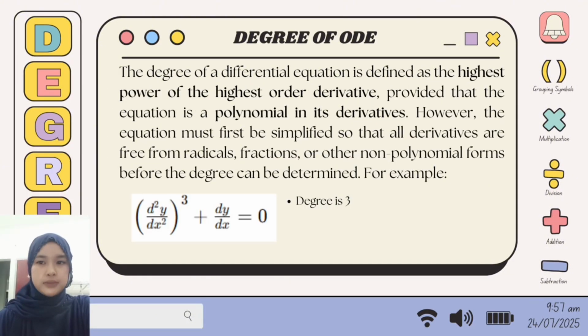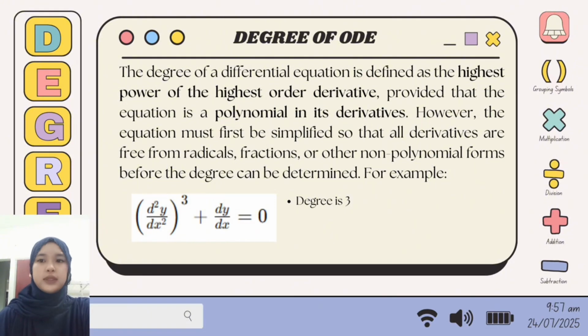So I will explain the degree of an ODE. The degree is the power of the highest order derivative, provided that the equation is in polynomial form. Before determining the degree, the equation must be simplified so that there are no radicals or fractions involving the derivatives.